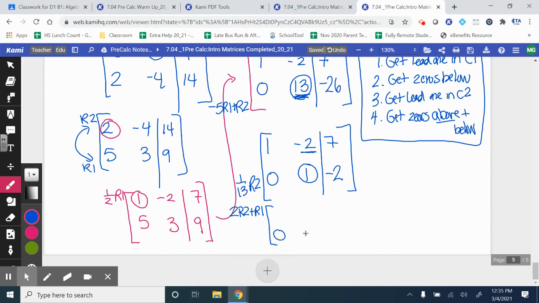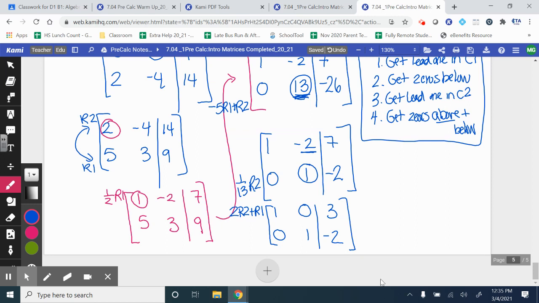So again, row 2 will stay the same. We're really done with that one. We've got all zeros and 1s. Now row 1, I'm going to do 2 times 0 plus 1 is 1. So again, it keeps my lead 1s if we do it in this order. 2 times 1 is 2, minus 2 is 0. And don't forget to do the last one too. 2 times -2 is -4, plus 7 is 3.